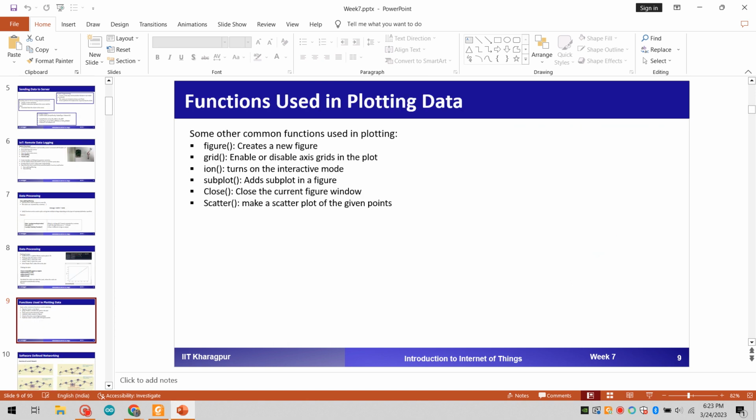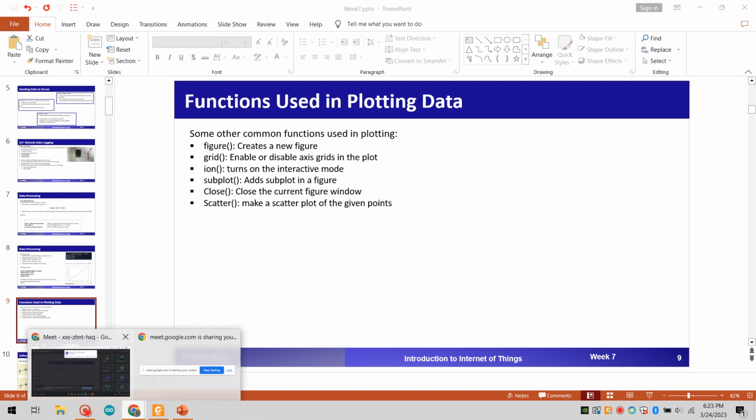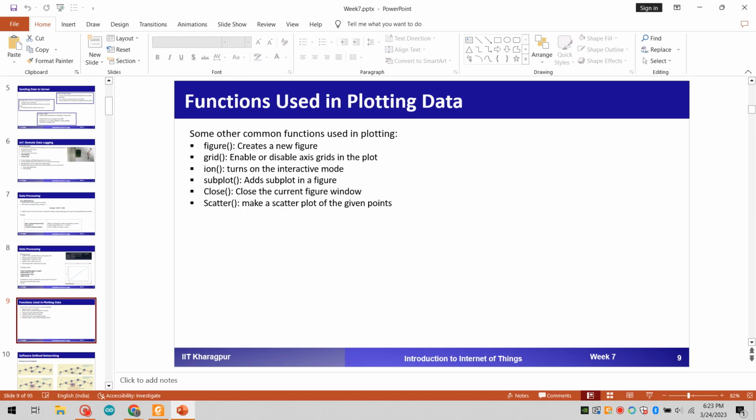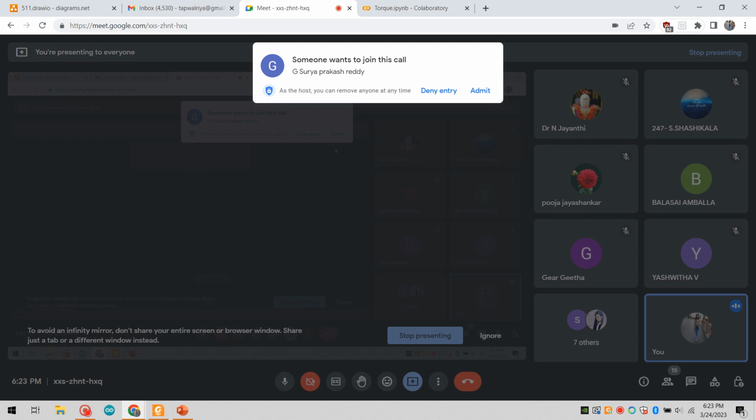Now these are some functions which you can use while plotting. So first one is figure. It is used to create new figures. Second is grid. It enables or disables the axis grid in your plot. I have shown you how to use the grid function.